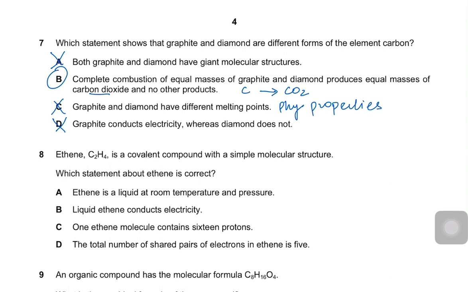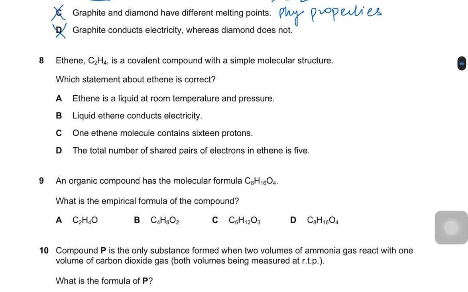Ethene C2H4 is a covalent compound with simple molecular structure. Which statement about ethene is correct? Ethene is a liquid at room temperature and pressure. Maybe, maybe not. Ethene conducts electricity. Definitely not, because ethene is a covalent compound. One ethene molecule contains 16 protons. We'll have to check that.